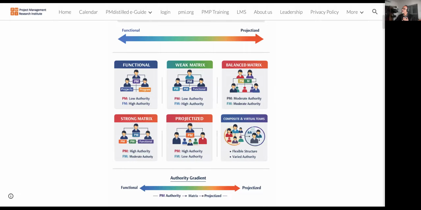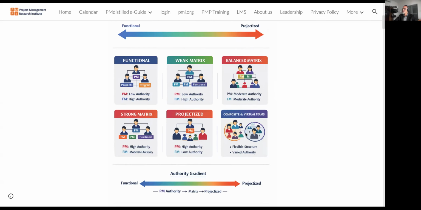Then we have composite or virtual teams. That means some divisions can be functional, some divisions can be projectized, some divisions can be matrix. So within the same organization, we have different organization structures existing. Then we call it a composite or virtual team.